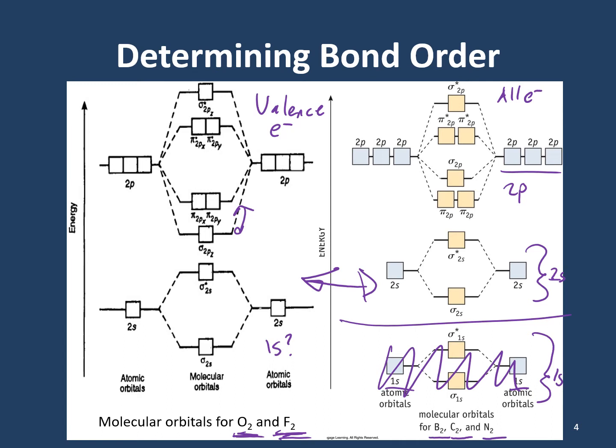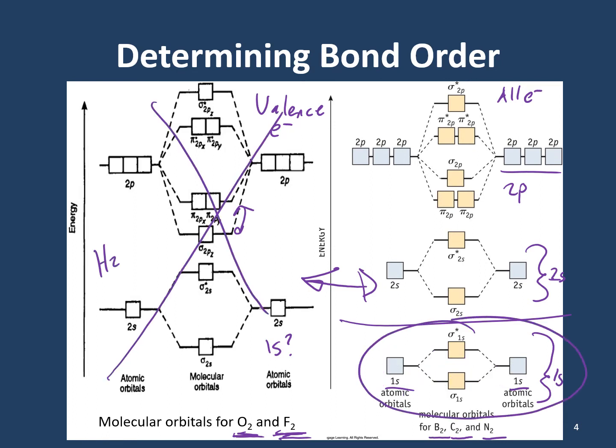Now we're only going to be dealing with diatomics in the first 2 rows of the periodic table. And if you have something like hydrogen, you shouldn't be doing any of these. You should only be doing the 1s because that's all it's got. But if you have something like carbon or oxygen, then you need to be at least doing the 2s and the 2p.